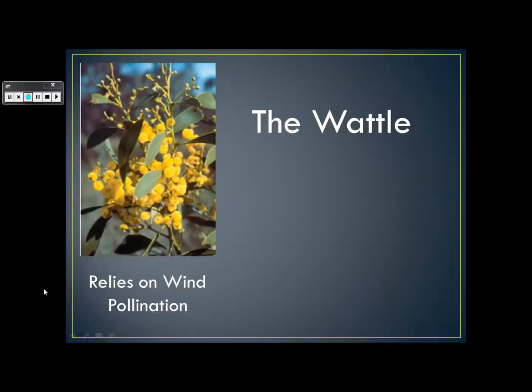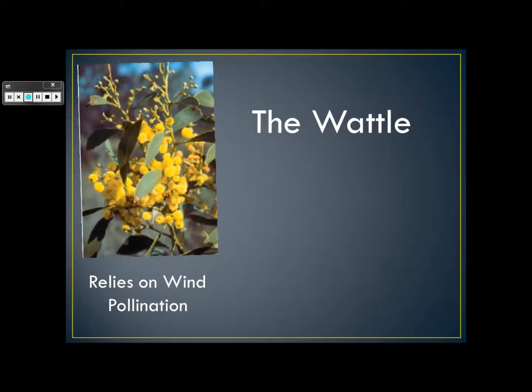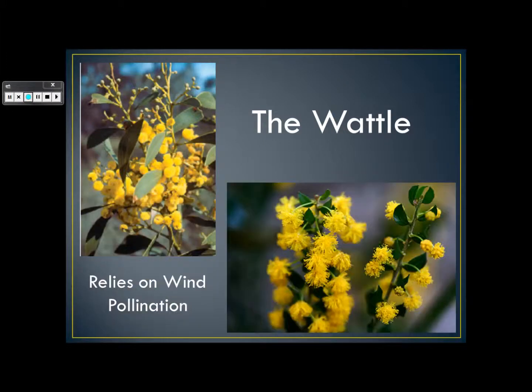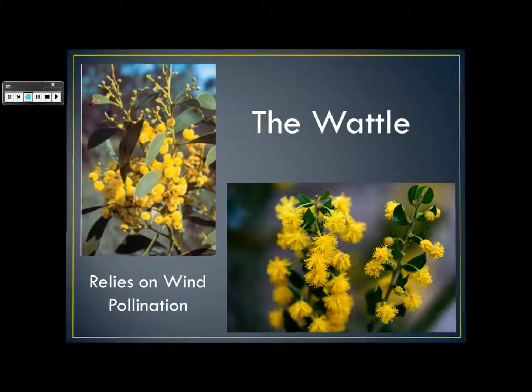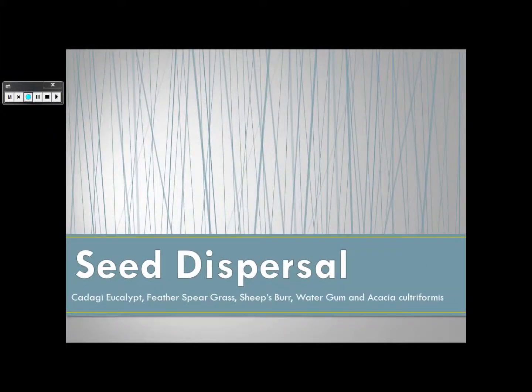The wattle does not need any adaptations to attract insects, as it produces large amounts of light pollen from small flowers and relies on the wind to carry it. The female organs of the plant are adapted to catch the pollen in the air to allow for reproduction to occur. Seed dispersal is when the seeds of a plant are removed and taken to another location.